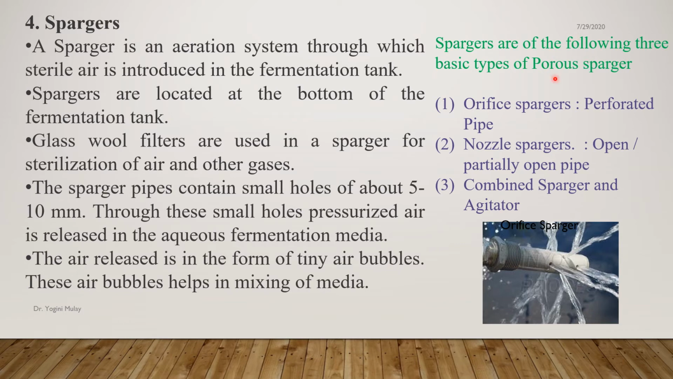And these spargers are of three types. Actually, all of these spargers are known as porous spargers because they have small tiny holes on them. Number one is the orifice sparger, that is the pipe having the tiny holes, and number two is the nozzle sparger, where the pipe is either partially open or completely open, and the air is allowed to pass through the pipe with very high pressure so that it enters the media in the form of bubbles.